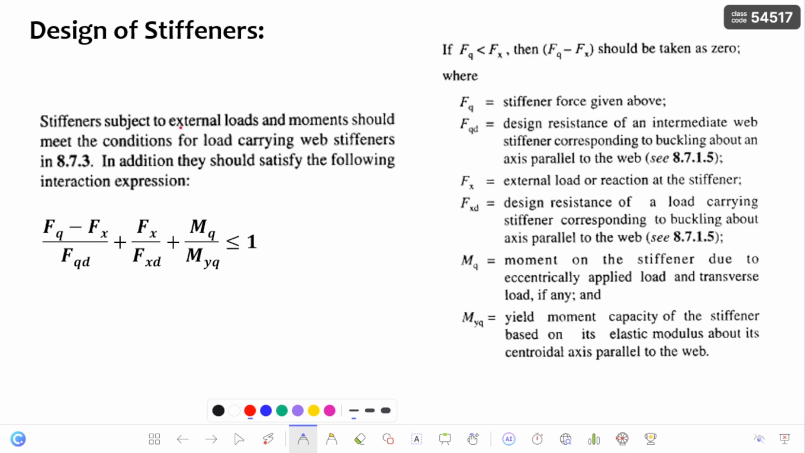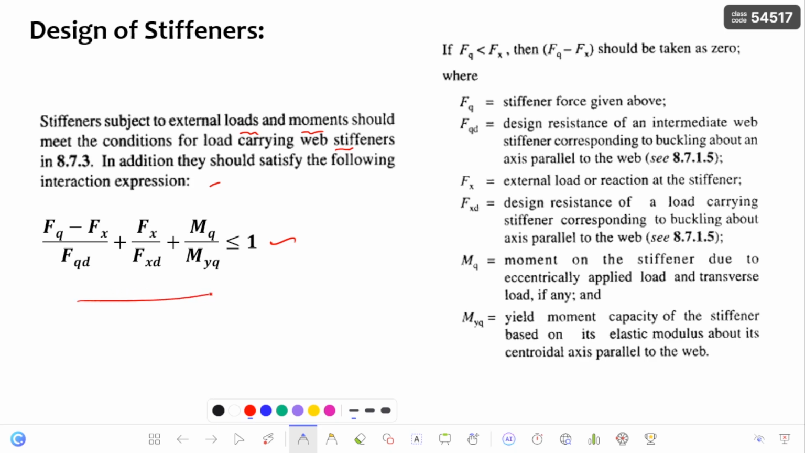Next, coming to the other codal provision, it is given that stiffeners subject to external loads and moments should meet the conditions for load carrying web stiffeners. In addition, they should satisfy the following interaction expression. For the load carrying stiffener that may be subjected to external loads and also moments, it should satisfy this corresponding interaction expression. So you all came across this in steel design. Whenever the member is subjected to a combination of loads, that may be axial force along with moments, there must be an interaction check you have to consider. Similarly, in the stiffener case also, you have to do this interaction expression check. So for this load carrying stiffener, this is the interaction check.